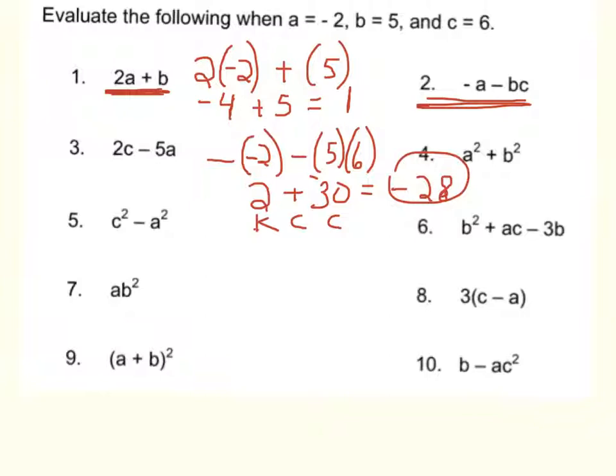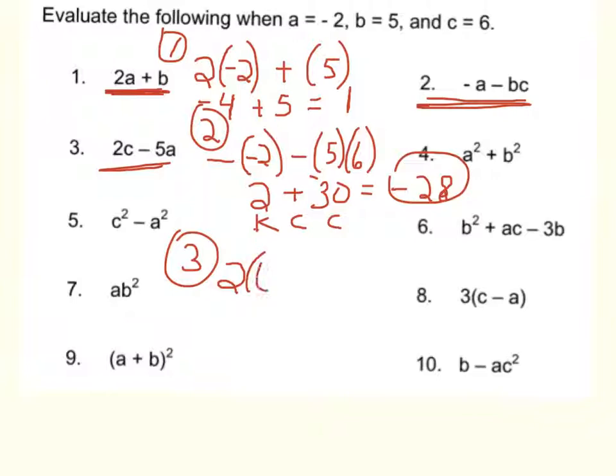All right, let's pick number 3 and do that one. So this was 1, this was 2, now we do 3. So number 3, we have 2c minus 5a. So I'm going to substitute in parentheses. So c is 6, so I do 2 times c, which is 2 times 6, minus 5 times a, and a is negative 2.